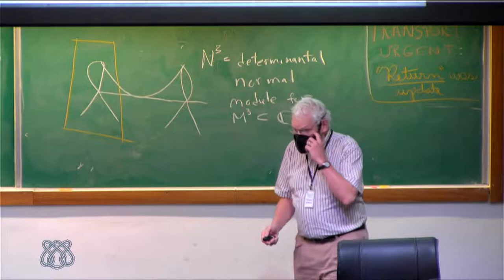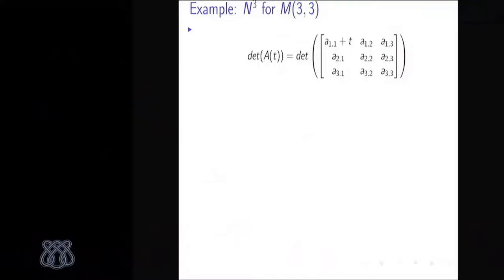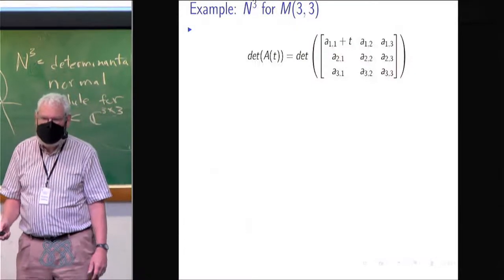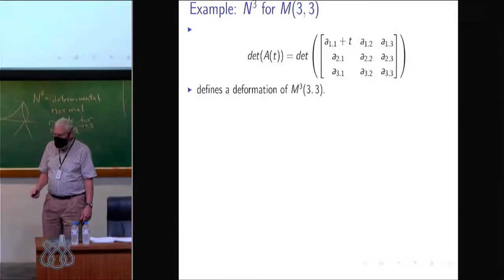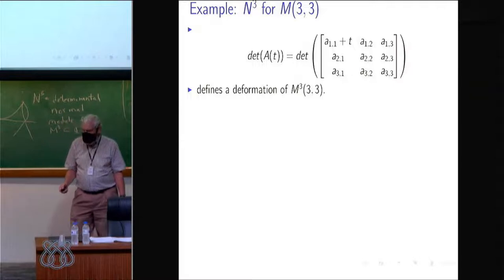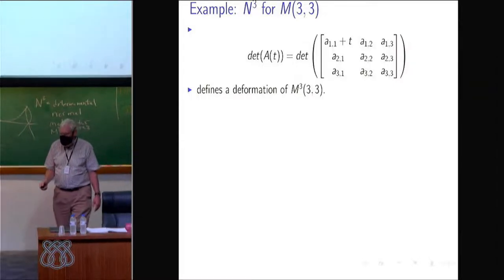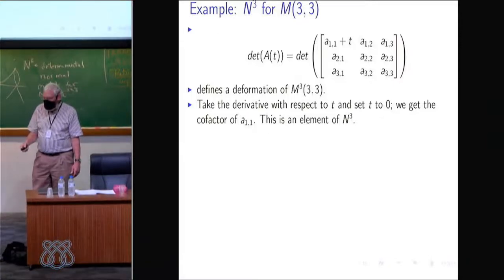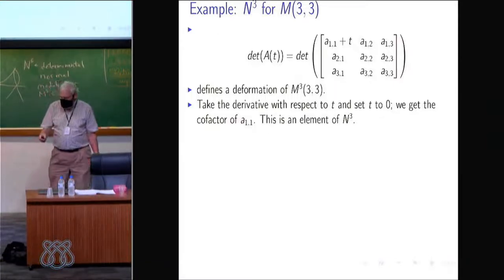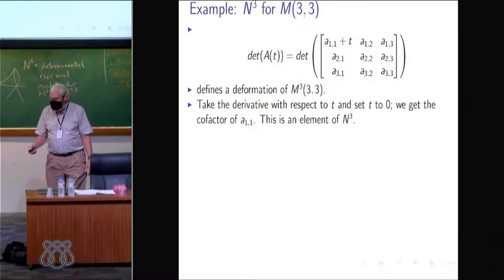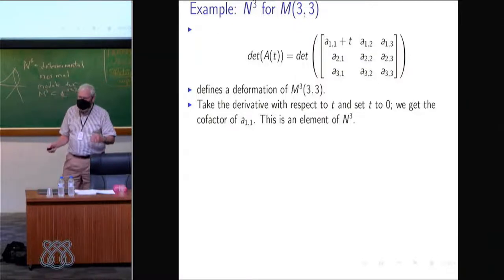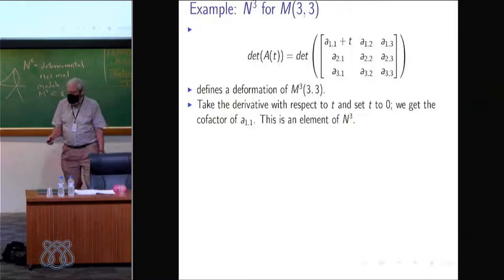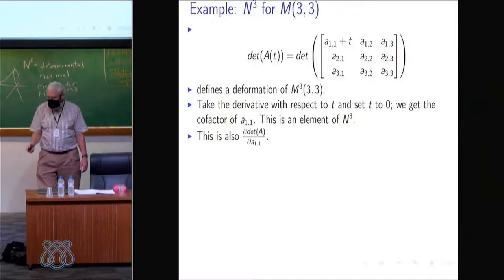So since I'm working with the generic matrices, I start with a generic matrix and I deform it by just changing the upper left-hand corner. That defines the deformation of M3, if I take the determinant. So now we take the derivative with respect to t and set t equal to 0. This is one way of collecting the terms of first order. And this will be an element of this determinantal normal module.